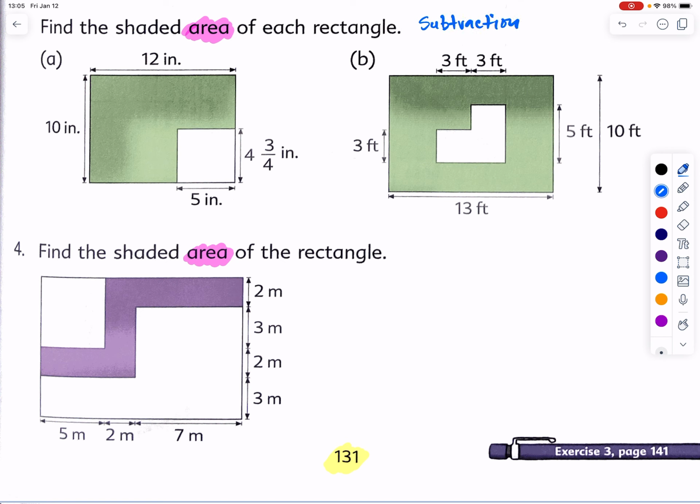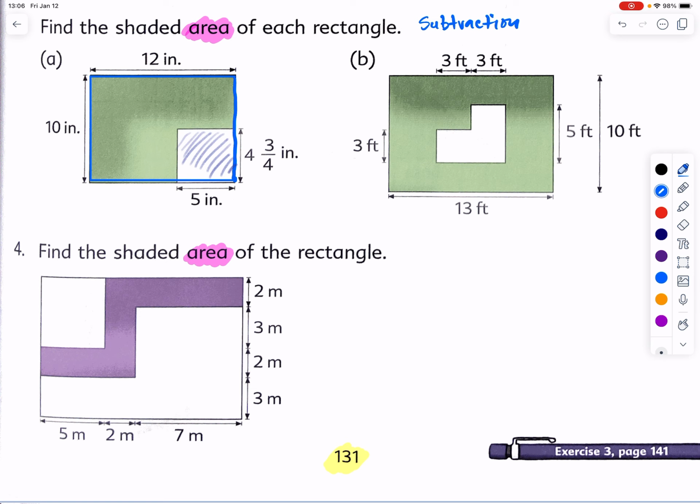Meaning, let's first find the area of the parent shape, such as this, which is a beautiful rectangle, and then subtract the white part. Kind of taking an imaginary scissors and cutting that piece out. So let's try step by step.